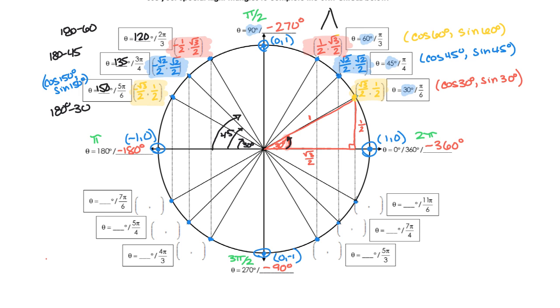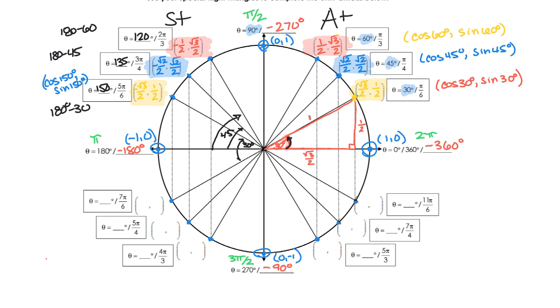Remember, all are positive here. Sine is positive here, but cosine is negative. So which is why our cosine theta, our x-coordinates, are all negative, and our sine theta, our y-coordinates, are all positive. All right? All right, coming down here, guys, down into quadrant 3.